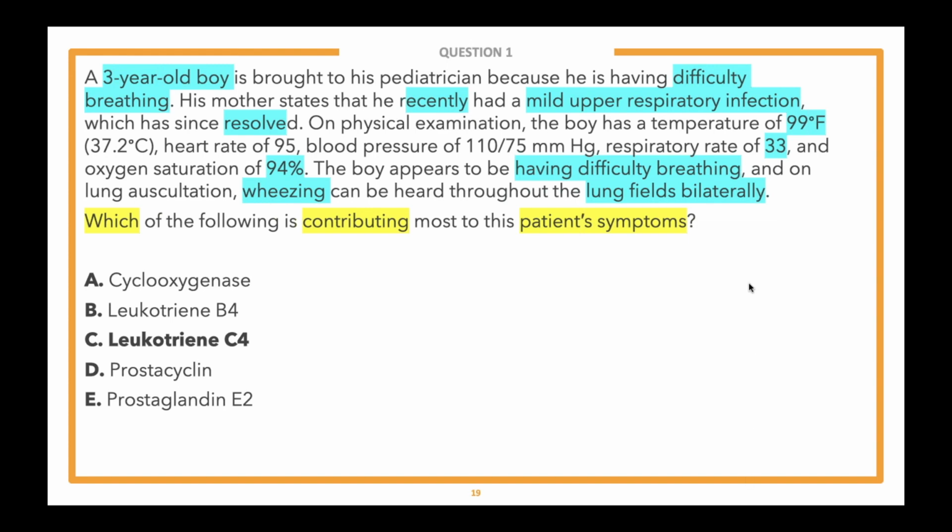Hopefully now, by looking at the other answer choices, you can see why those are all incorrect. Either they're on the right side of that pathway, or it was leukotriene B4, which has to do with neutrophil chemotaxis. So great job on this question as well.